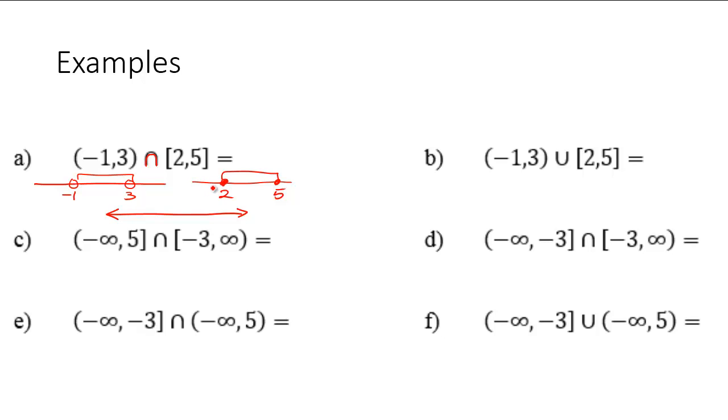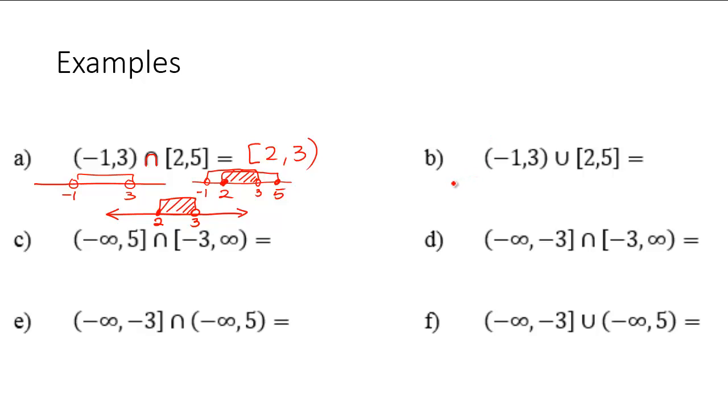Well, if you fuse them together, you see that the -1 is here, and the 3 is here. So what's the common part? Well, only that part's common. So between 2 and 3, with including the 2 but not including the 3 is common, so you can write that as 2 to 3. Let's take a look at the next one.